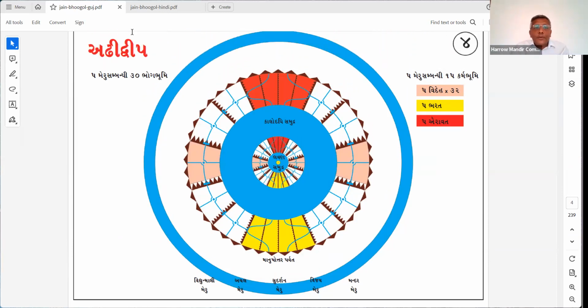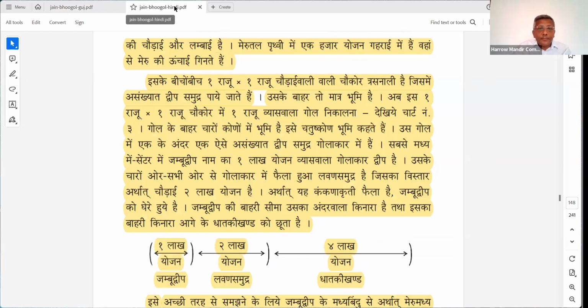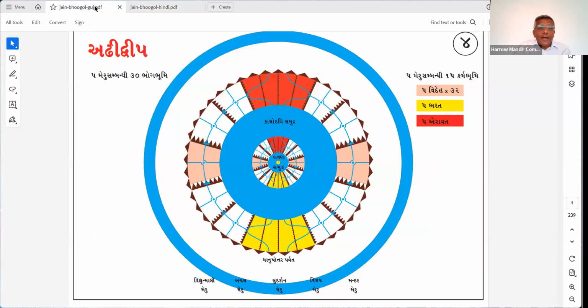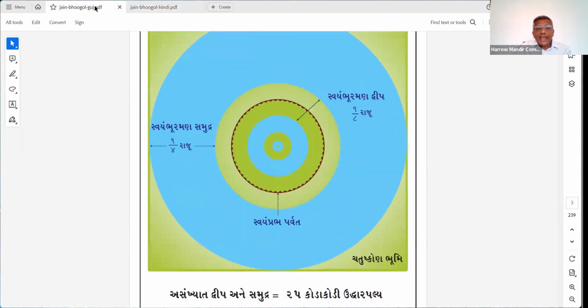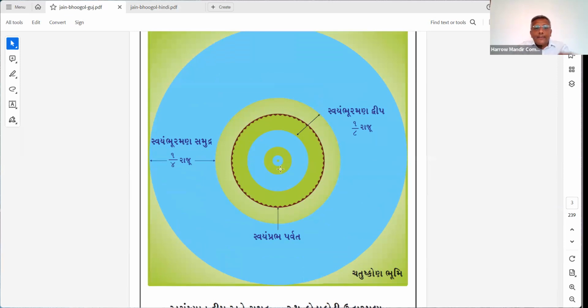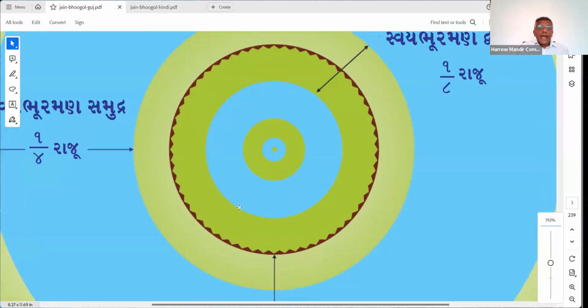Okay, and if we just go back to the wording, it talks about the measurements. Let me explain in my own words what these measurements are. If I go back to this chart here, this shows the Asankhyat Dweep and Samudra. So if we expand on this, the diameter of the island of Jambudweep is 100,000 yojans. Yes, 100,000. Do you know the difference between radius and diameter? What's the difference?